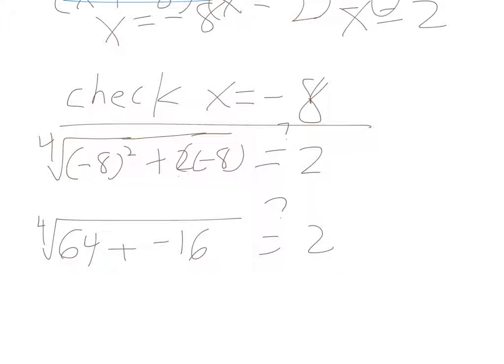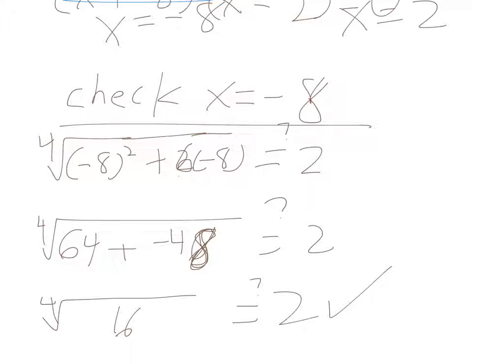Oh wait, that should be 6, not 2. So that'd be negative 48. So 64 plus negative 48 would be 16. So the fourth root of 16, if you type it in your calculator, is 2. So negative 8 works for a value of x.